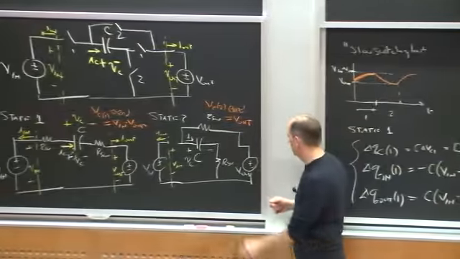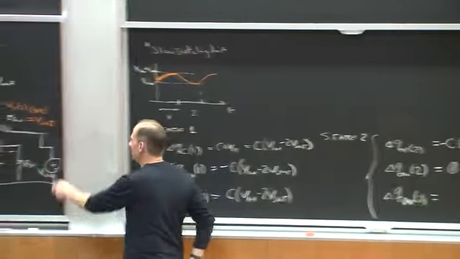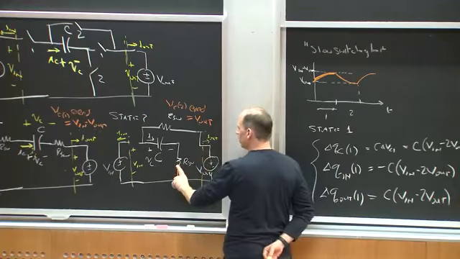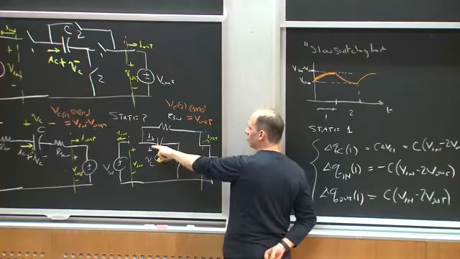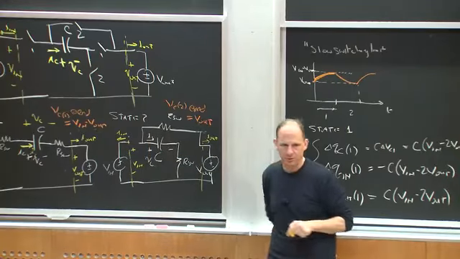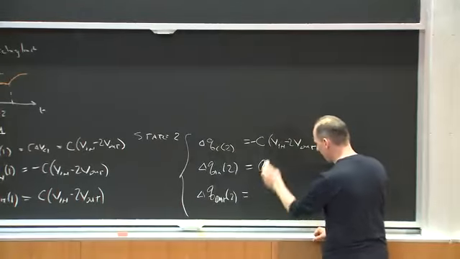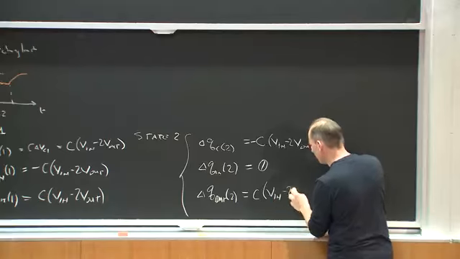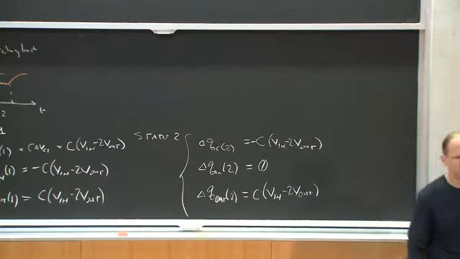Well, let's be careful about signs here. Here's V out, here's I out, right? The negative of the capacitor current is going into the output. So whatever charge went into the capacitor, the negative of that charge went into the output, right? So delta Q out 2 must be positive C times V in minus 2 V out. That make sense to everybody?